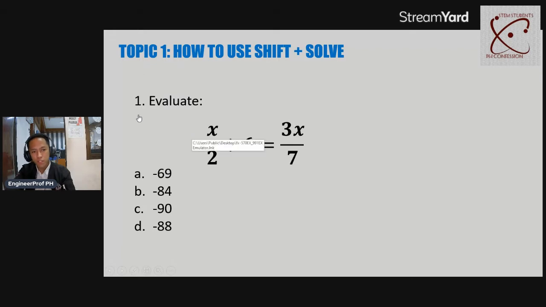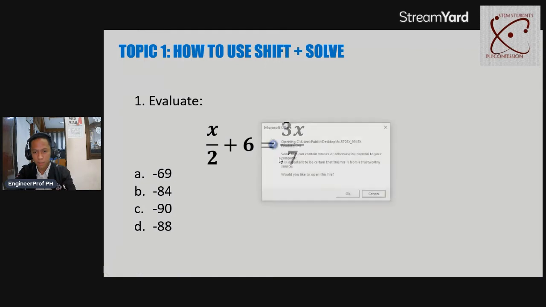Our first problem: evaluate x over 2 plus 6 is equal to 3x all over 7. The shift plus solve function, we use it, guys, when we have an equation with 1 unknown. When you use a calculator, you no longer need to transpose or use algebra. You just input this equation and use the shift plus solve function, and it will be solved automatically. So let's try it. Let's open the calculator.